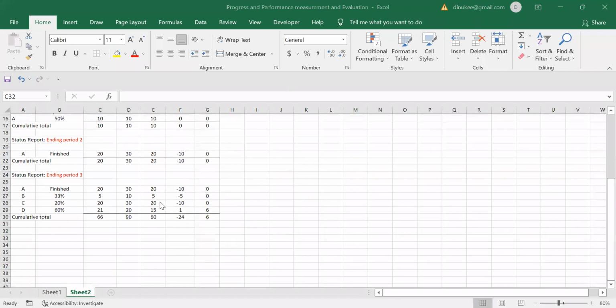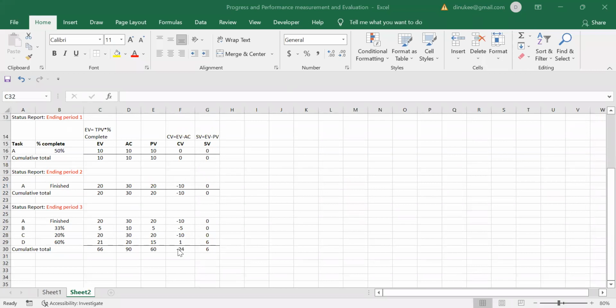Right. So in the cost variance, we take the earned value and deduct the actual cost, right? The cumulative earned value is 66. From 66, you have to deduct the actual cost of 90. So what value are you getting? Check whether you are getting this minus 24.